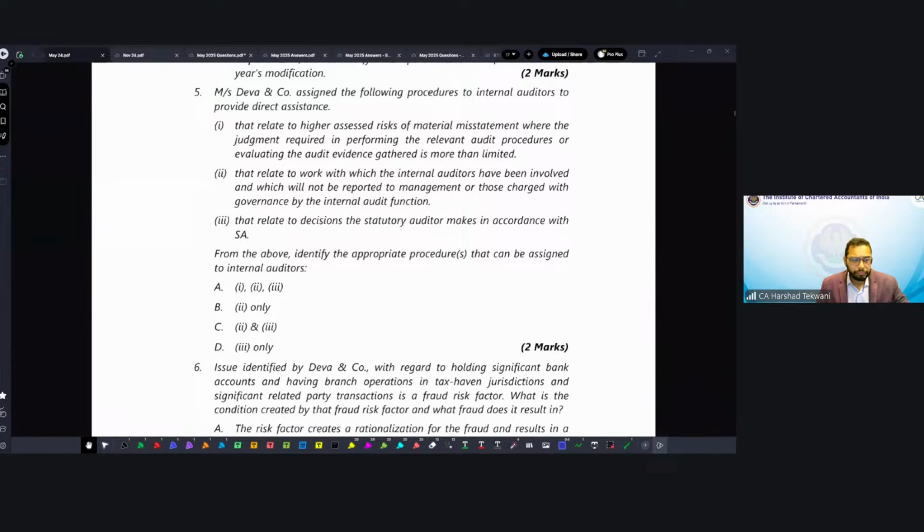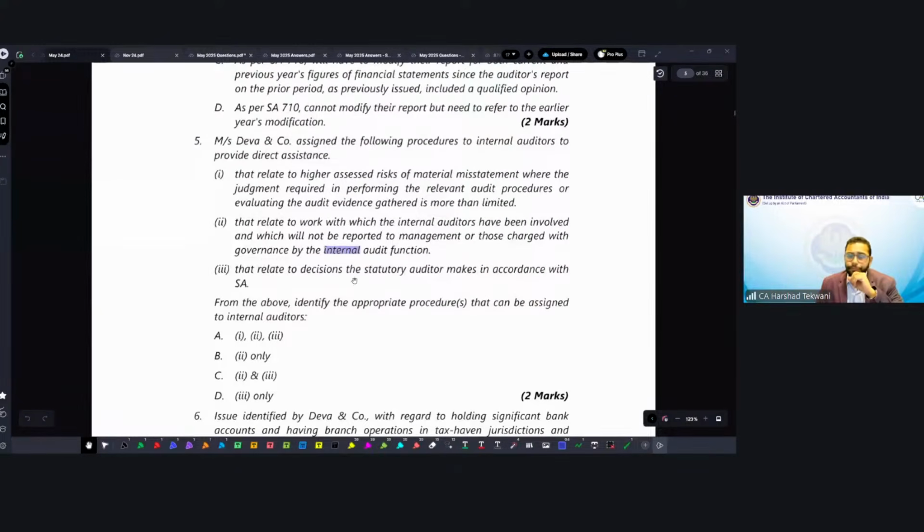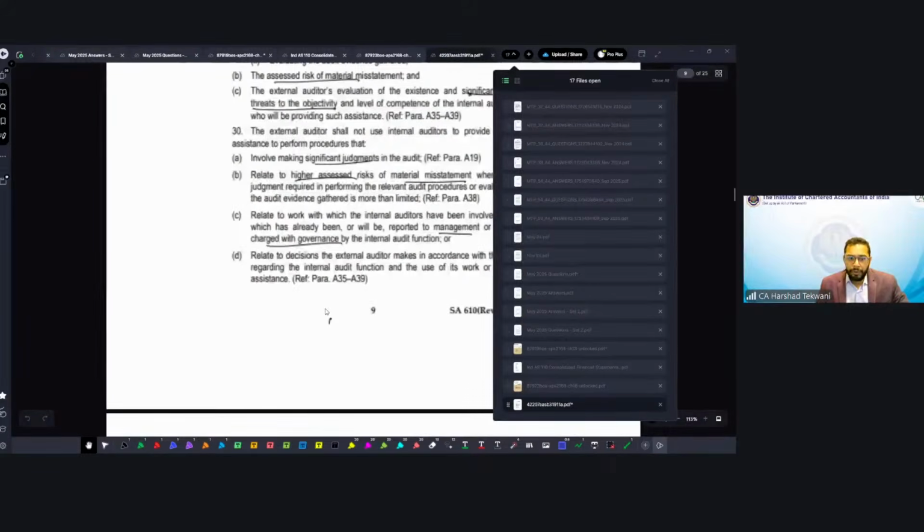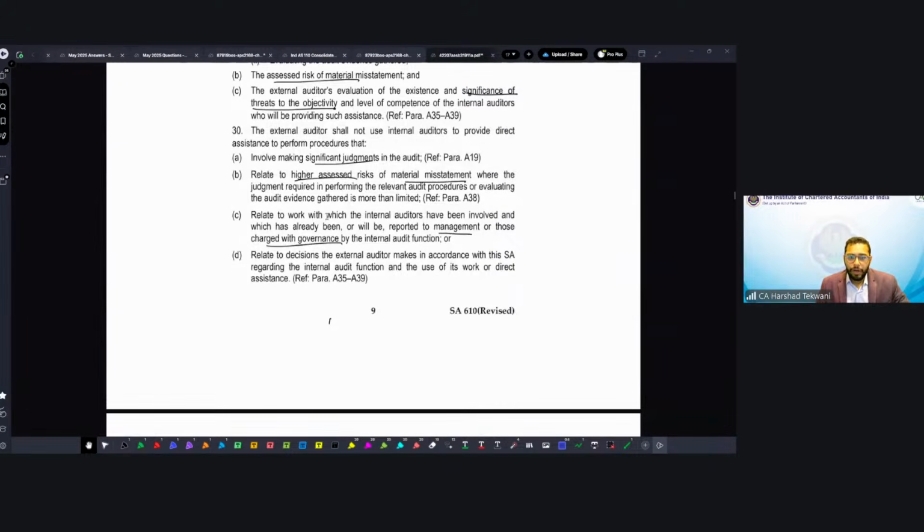So of course, in respect of these answers, only B can be there, but B is also slightly doubtful. Why doubtful? Because he is involved with that work. There is one clause which says that if he has performed a work, he will not be required to give assistance in that work which he has already performed. It relates to the work with which the internal auditors have been involved and which has already been or will be reported to the management and those charged with the governance by the internal audit function.